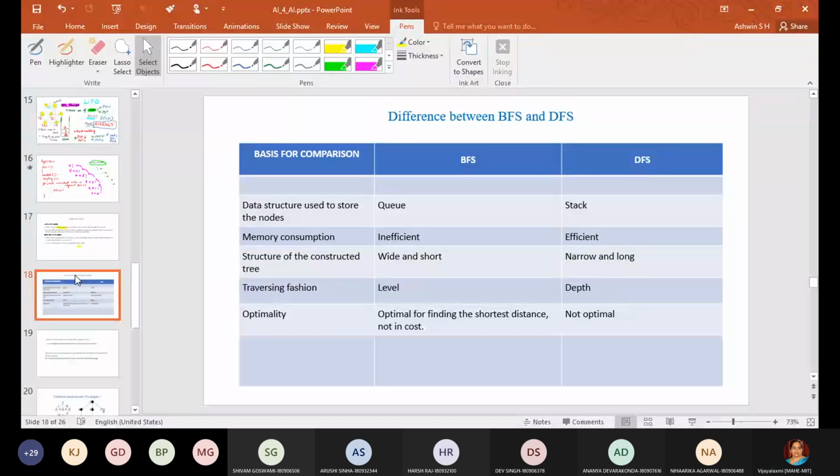Optimality. BFS is used for finding the shortest distance, not in terms of cost. But DFS is also not optimal because you may get stuck. Infinite loop chances are there. It may not give you a complete solution.